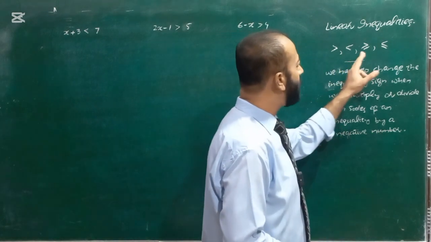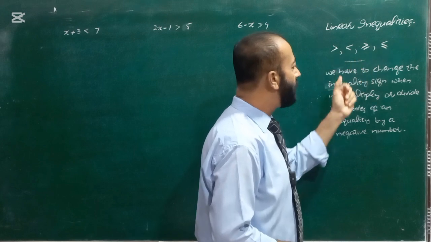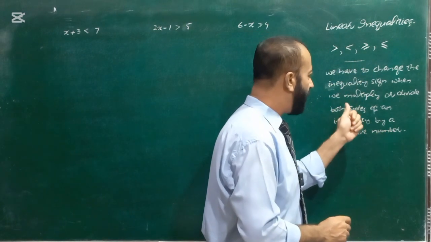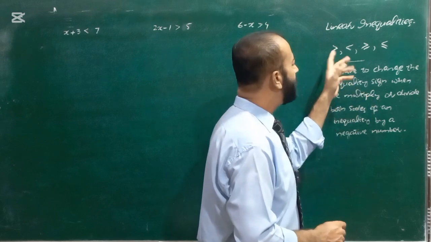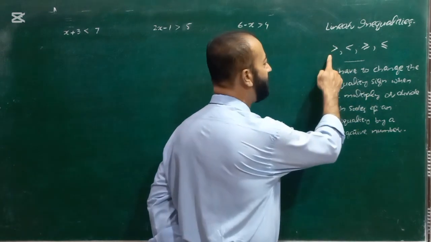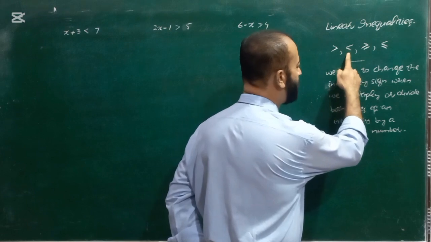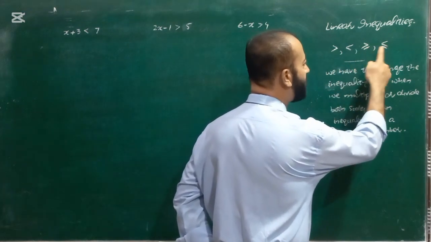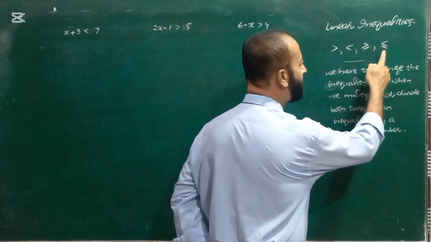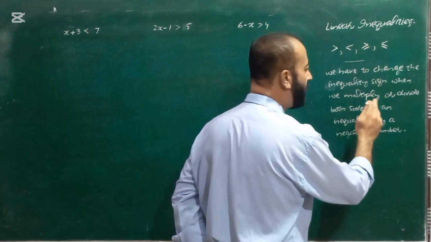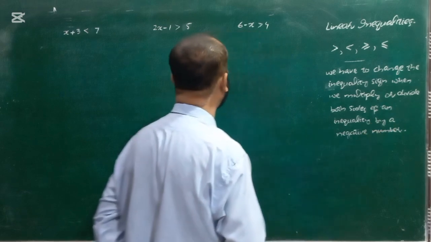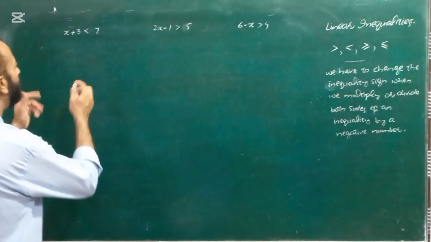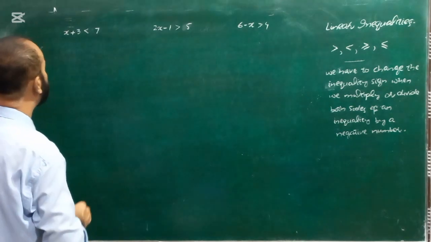So here are four signs of the inequalities. If we multiply both sides by a minus sign, then we will change the inequality sign. If this sign is given, we will change it into this one, and if this sign is given, we will change it into that one. These signs are exchanged when we multiply or divide both sides by a negative sign. Now look, here are three questions.